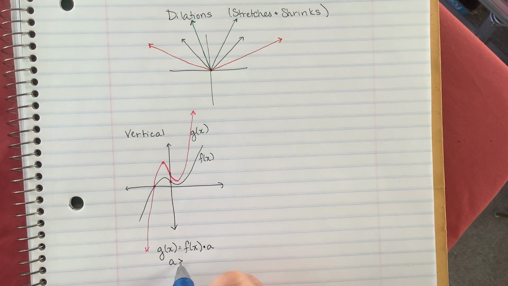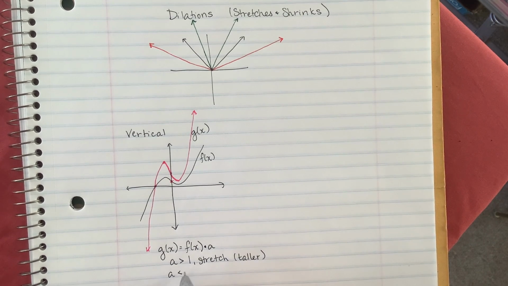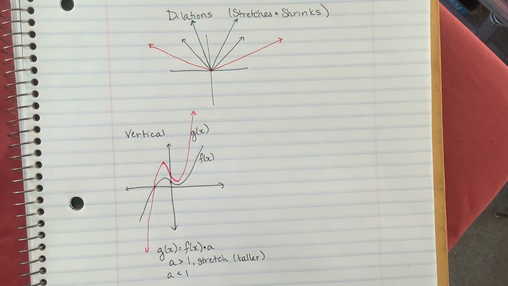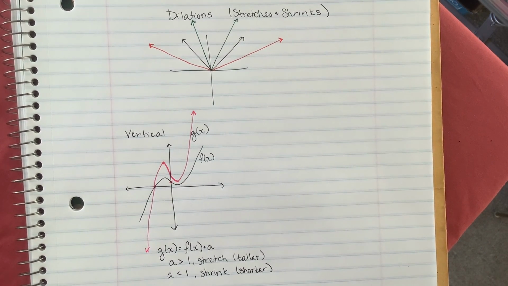So if a is greater than 1, you're going to be stretching, and that'll make your graph look taller. If a is less than 1, that means you're going to be multiplying by a fraction, and so that's going to be a shrink, and it'll make it shorter. So we're only talking here about positive values of a, because if a is a negative number, then you're combining a dilation with also a reflection.